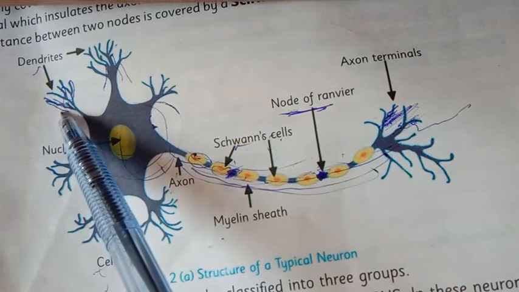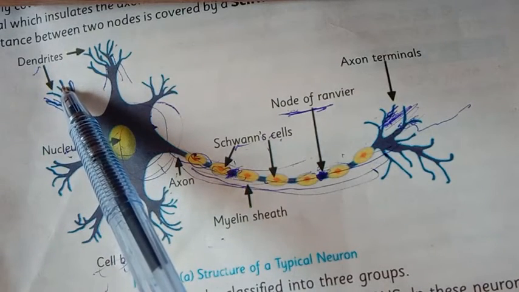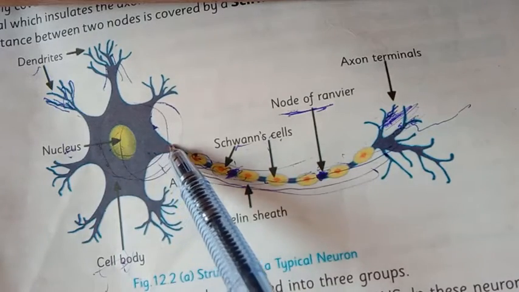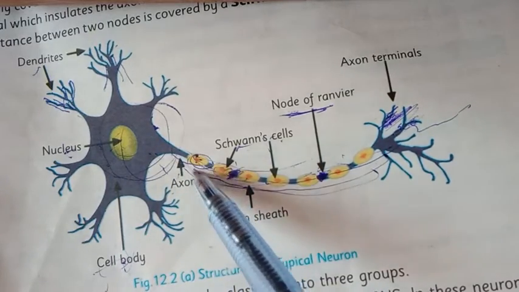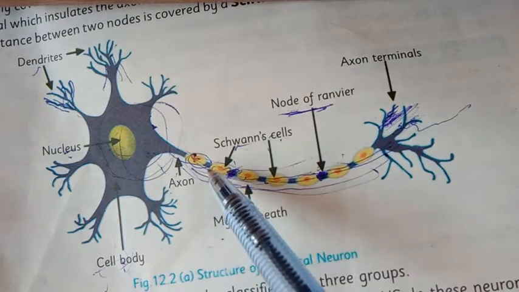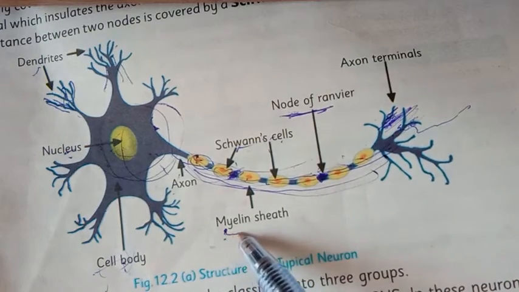The thread-like structures attached to the cell body are called dendrites. Dendrites carry the impulses or information to the cell body. The cell body then delivers the information to a tail-like structure. This whole tail-like structure is called the axon. The axon is covered by a fatty sheath. This fatty sheath is called the myelin sheath.